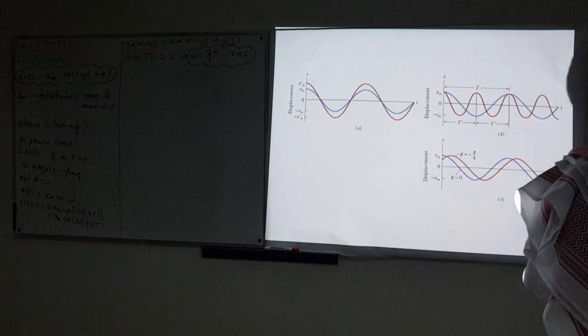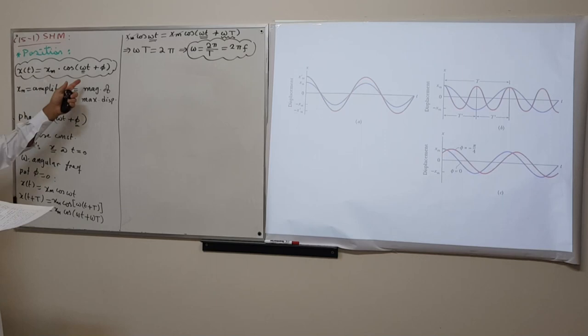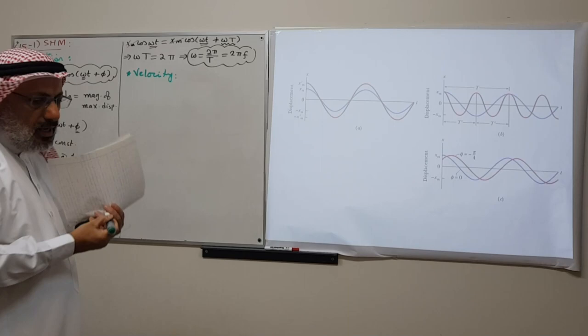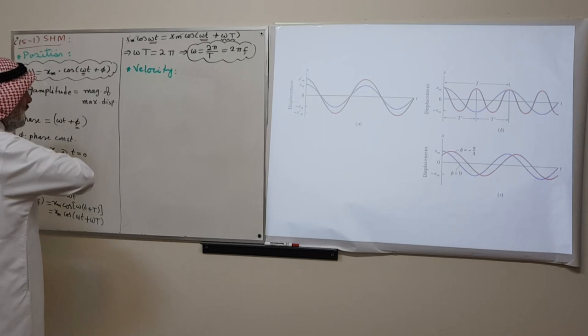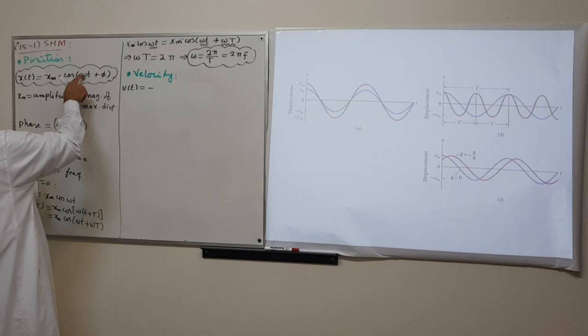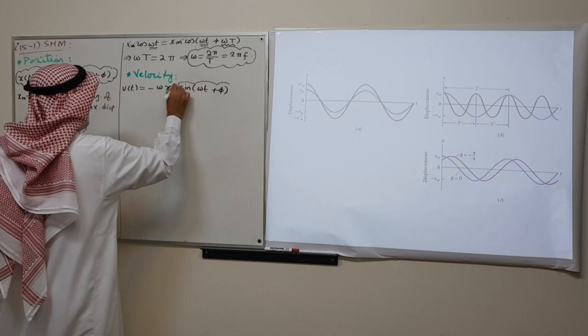With this now, we are in position to talk about the velocity. We know what is the position. To get the velocity, just take the derivative of this with respect to time. So here is the velocity in simple harmonic motion. You just take the derivative of that equation. Derivative of cosine is minus sine, and then the derivative of the bracket will give me omega. So the velocity as a function of time is minus omega xm sine of omega t plus phi. And that's the equation for the velocity.